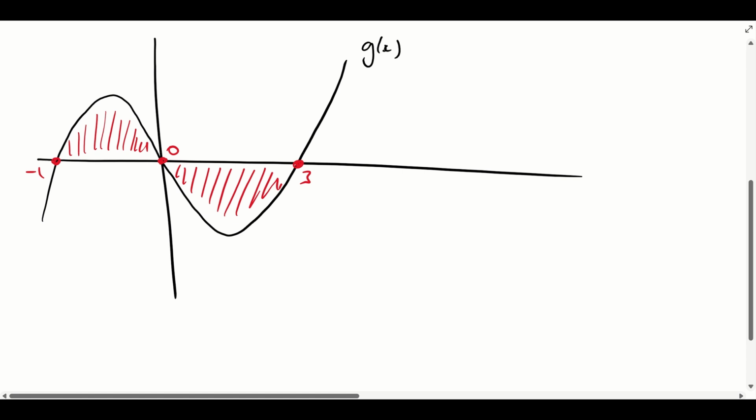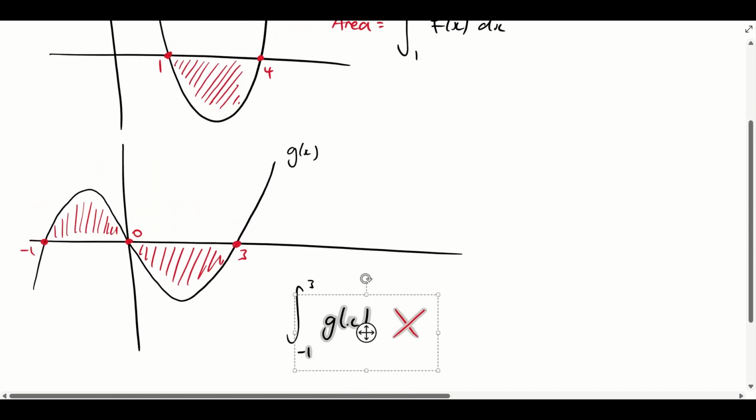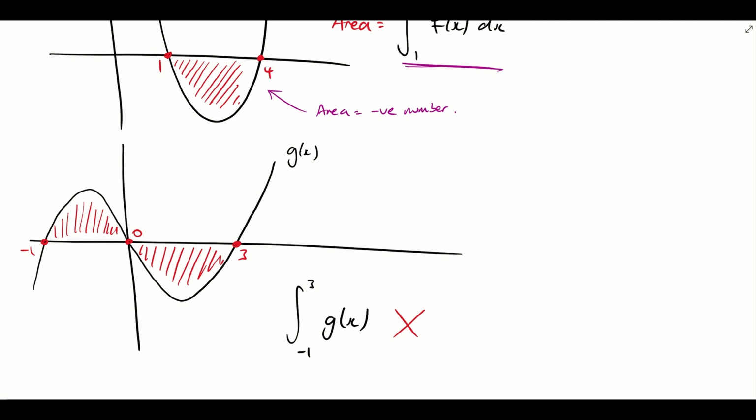Well, what I've got to be really mindful of is that I don't just integrate g of x from -1 to 3. We can't do that, and the reason is that if you integrated this quadratic that we did just before, you would find that the area you get is actually a negative number. Now, of course, negative area doesn't make sense, so we would just convert that to a positive. So when you did this definite integral up here, you would get a negative number, but when you report the area, you would give it as a positive number.